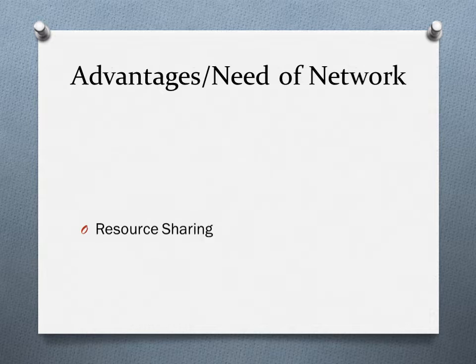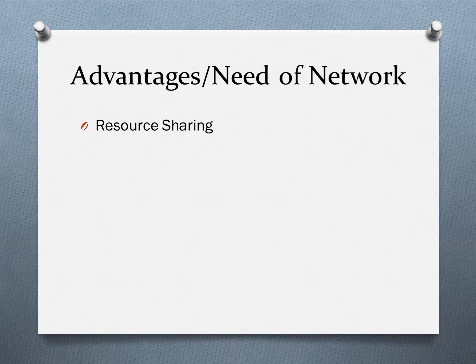Next is advantages of network. Number one, resource sharing. By resource sharing, we mean that one resource is shared by all the computers in a network. For example, if there is a network of 10 computers and only one computer is having printer attached to itself, then all the 9 others can give print command and get the print. This ultimately leads to the cost saving. So the next need or advantage of network is cost saving.